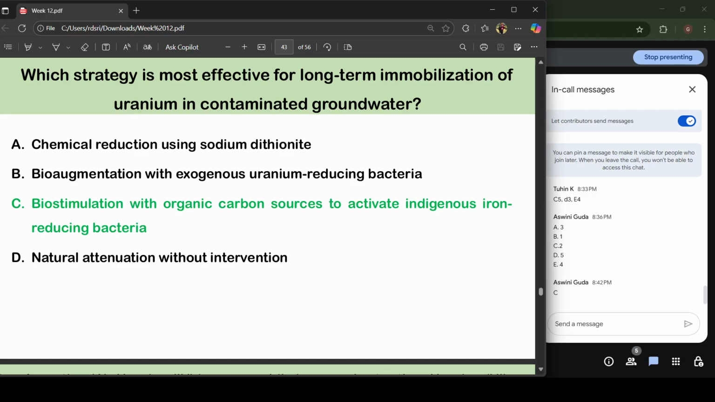Bioaugmentation, again, we don't know if in order to sustain the bioaugmentation also you have to have sufficient nutrient supply. Natural attenuation is also not an effective strategy in case of uranium because it is a heavy metal.